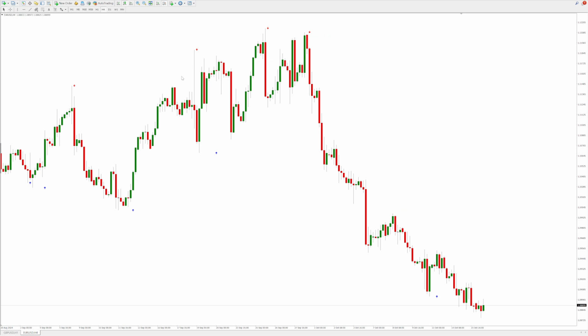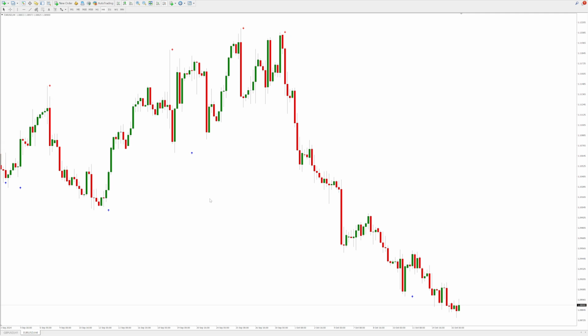Okay, so how to use the Alfa Trend Indicator. As the name suggests, we're going to look to enter into a trend. Okay, and we want to try to enter the trend as early as possible. What we're not going to do is to just enter blindly.